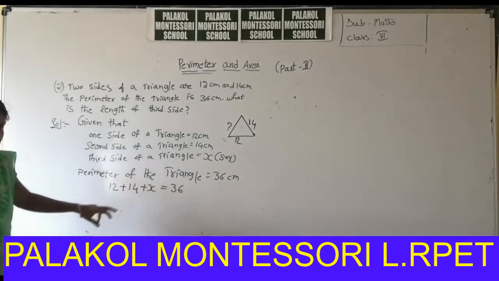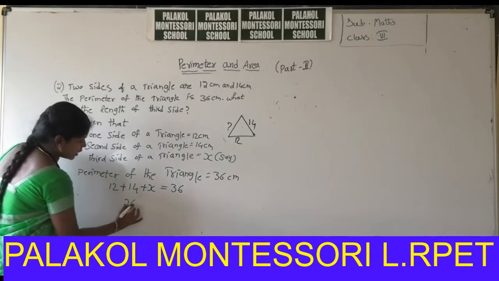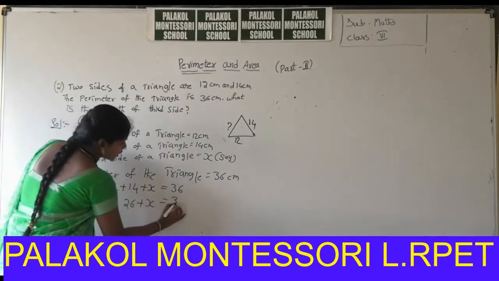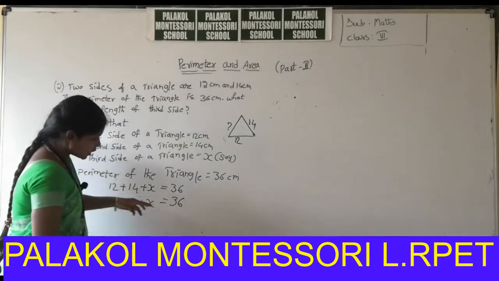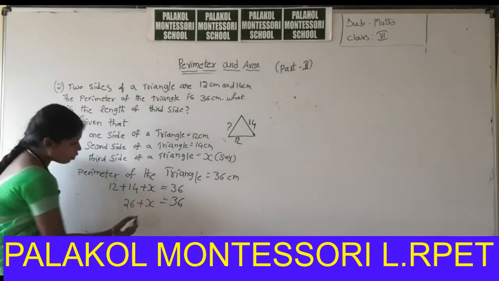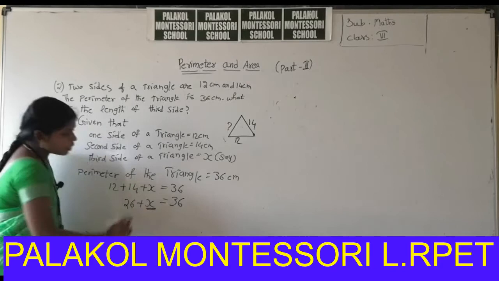So 12 plus 14 is 26. 26 plus x is equal to 36. So we want only the third side, that is nothing but x.